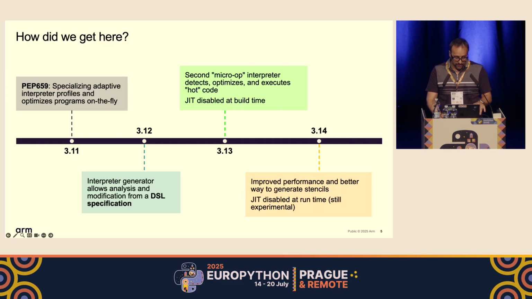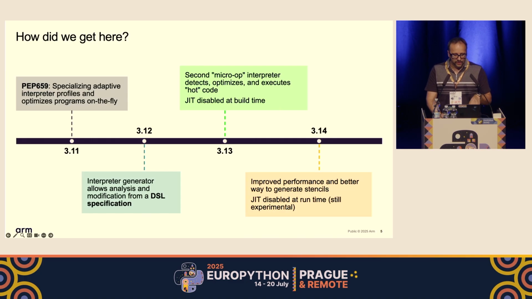And in 3.13, a new micro-op interpreter was added. It lowers specialized bytecode into micro-ops, which are simpler and easier to optimize. This new pipeline detects hot code and runs it more efficiently. The first implementation of the JIT is in the code base.